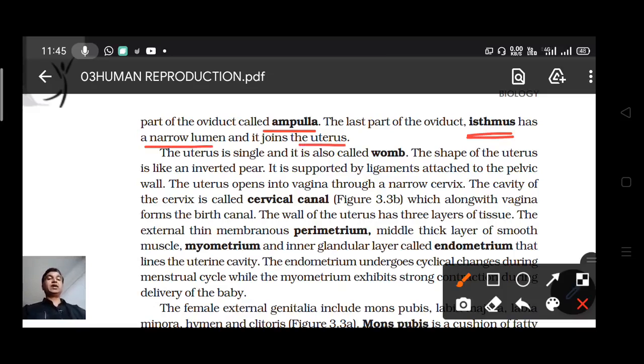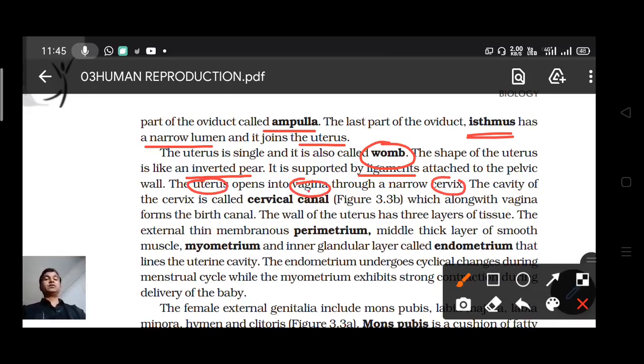The uterus is single and it is also called the womb. The shape of the uterus is like an inverted pear. It is supported by ligaments attached to the pelvic wall. Here also ligaments are there for its support. The uterus opens into the vagina through the narrow cervix. Uterus opens into the cervix, and the cervix opens into the vagina.